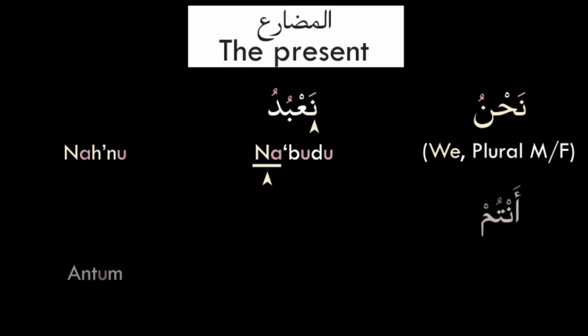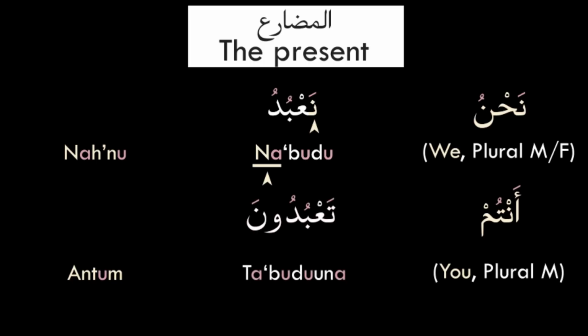Next one is أنتم, which means you for plural masculine. I mean plural males, a group of men. So we say أنتم تعبدون. We add ta in the first to indicate that I talk to you, and waw and nun in the end to indicate that you are a group of men.